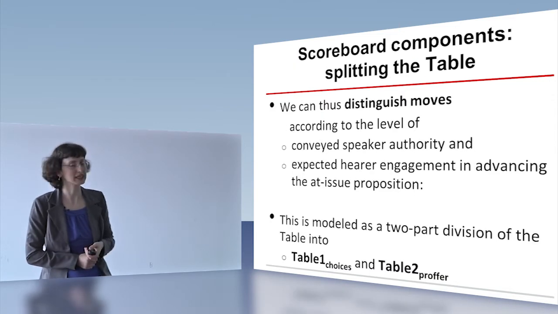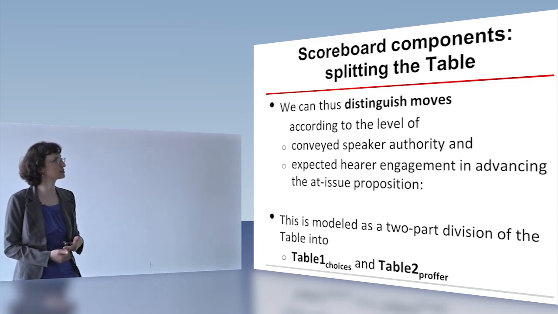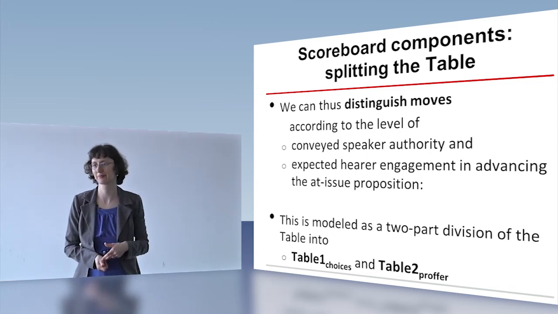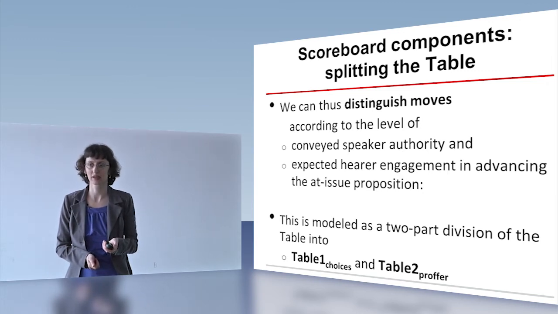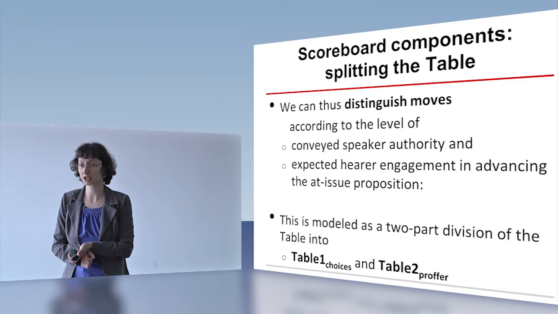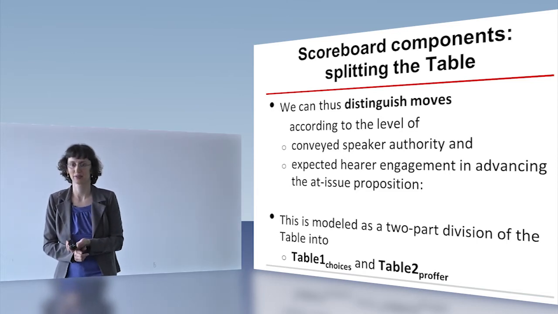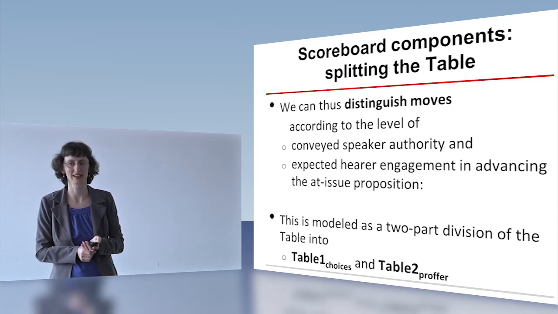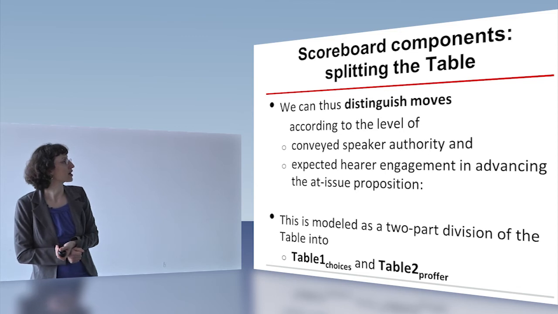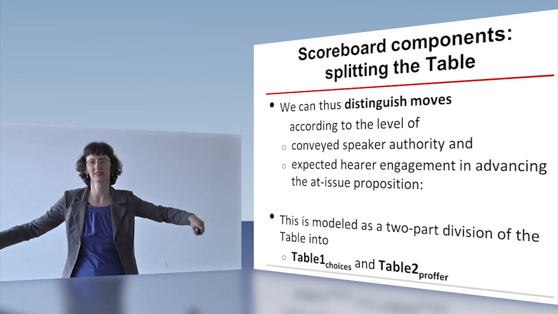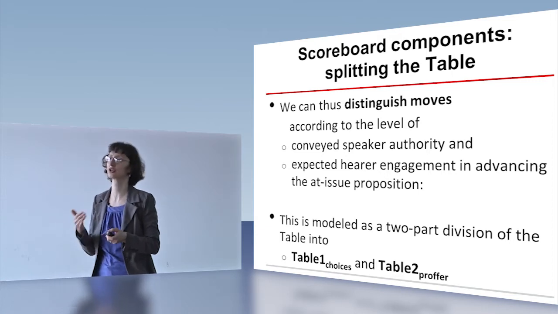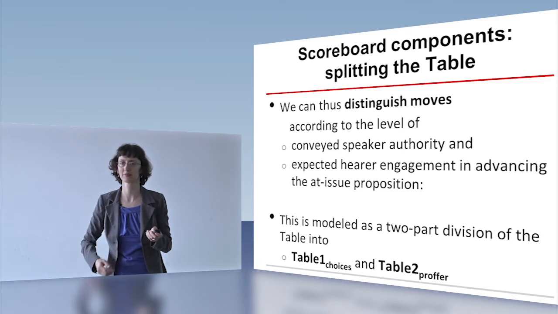Okay. So we can distinguish moves based on the level of conveyed speaker authority and expected hearer engagement in advancing the at-issue proposition towards the target preference state. So with the polar questions, of course, the hearer engagement is much more than minimal. In order to advance the proposition that the door is open to the common ground, the hearer actually needs to assert it, or that the door is not open, whichever. So the hearer engagement that's sought by a question is huge by comparison to a declarative and imperative. So we can model that by dividing our table into the part where the hearer is fully engaged and is making decisions about content that goes towards the target state versus just nodding his head.